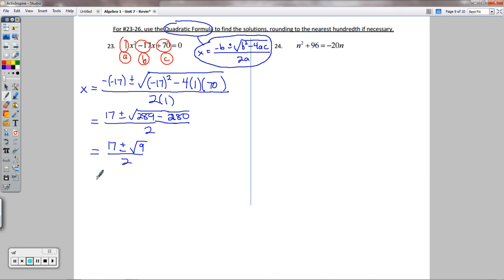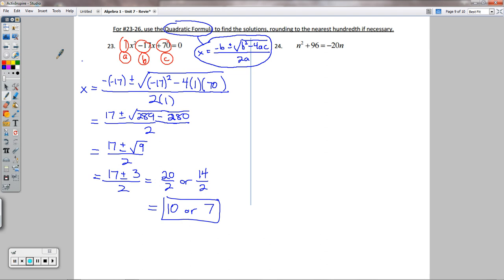Square root of 9 is 3, so you have 17 plus or minus 3. Take that literally, you've got 17 plus 3, that's 20, over 2, that's one option. The other option is 17 minus 3 over 2. So you have 14 over 2. That's your second option. This would give you 10, and this would give you 7.